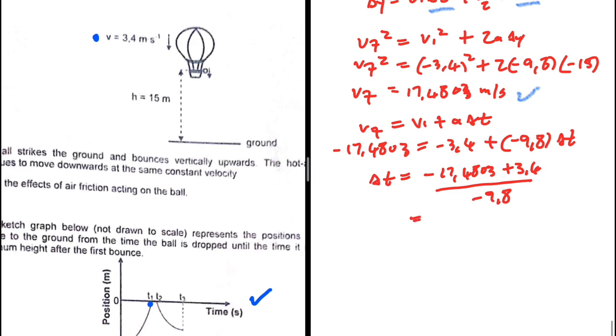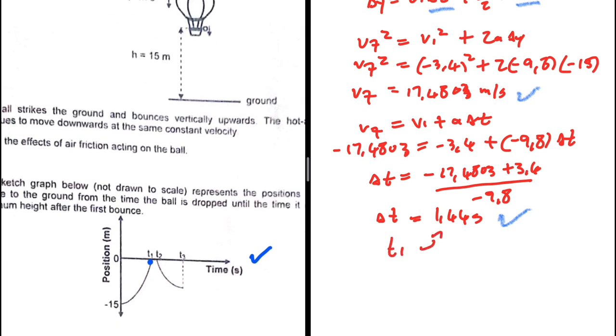So now I just need to put that in my calculator. So minus 17.4803 plus 3.4, everything divided by 9.8. Well, minus 9.8. I'm getting delta t is equals to 1.44 seconds. So there we go. That is the value of t1. T1 is equals to 1.44 seconds.